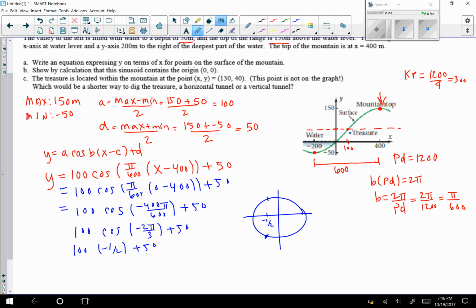So 100 times negative half is negative 50, plus 50 is equal to 0. So that means that (0, 0) is on my graph. That's all I want you to do, show by calculation.